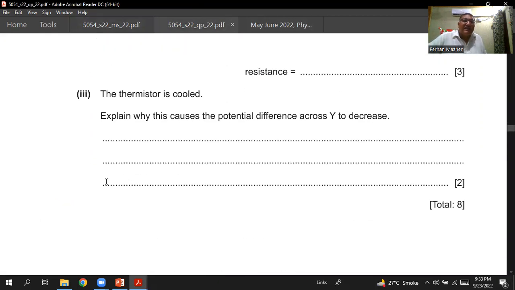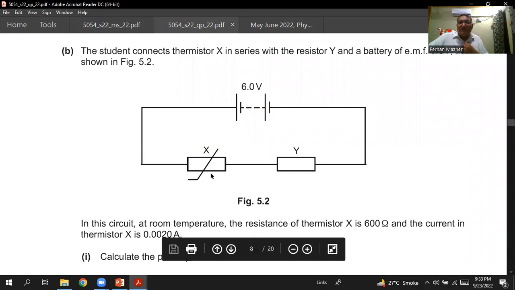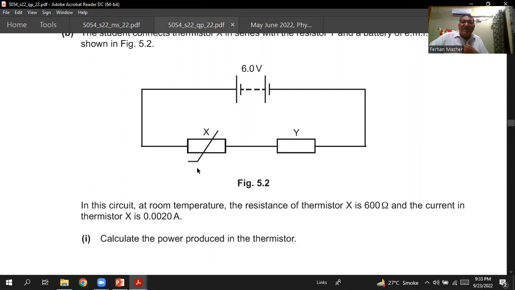He says, the thermistor is cooled. Explain why this causes the potential difference across Y to decrease. Okay, it's a 2 marks question. You see, when you decrease the temperature, the resistance of the thermistor will increase. When its resistance increases, the resistance of the whole circuit will increase. So the current coming from the battery will decrease. Now the current flowing through the Y will decrease. Its resistance is still the same.